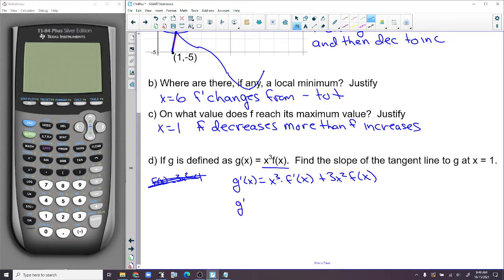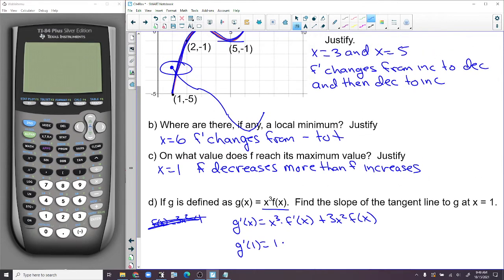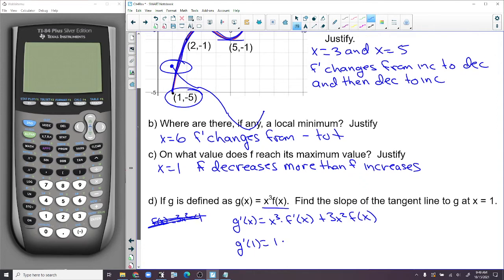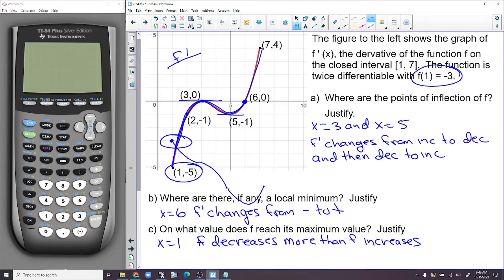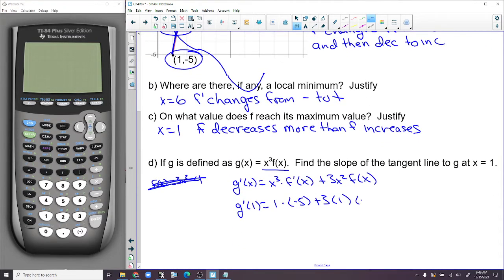So g prime of 1 is equal to 1 to the third, which is 1, times f prime of 1, which we'll have to grab from the graph. F prime of 1 is negative 5. 1 squared is 1 again. And f of 1, they told us in the reading. That's why they gave us this right here. F of 1 is negative 3. So now we have negative 3. All right, so negative 5 minus 9, I'm looking at negative 14. You have all the tools to do that one. Now you just got to put it all together.